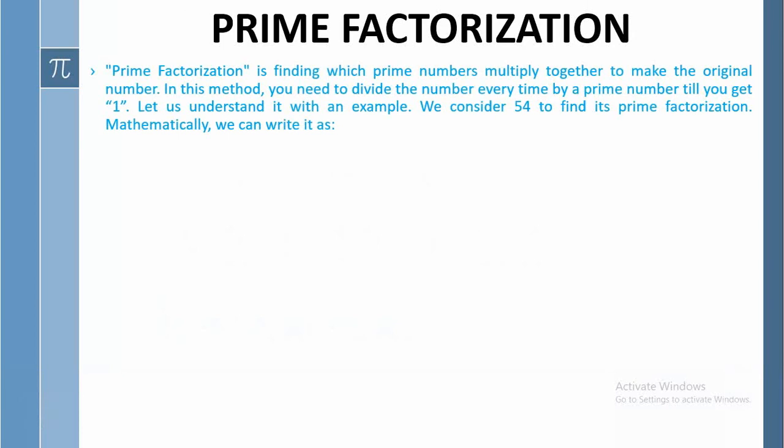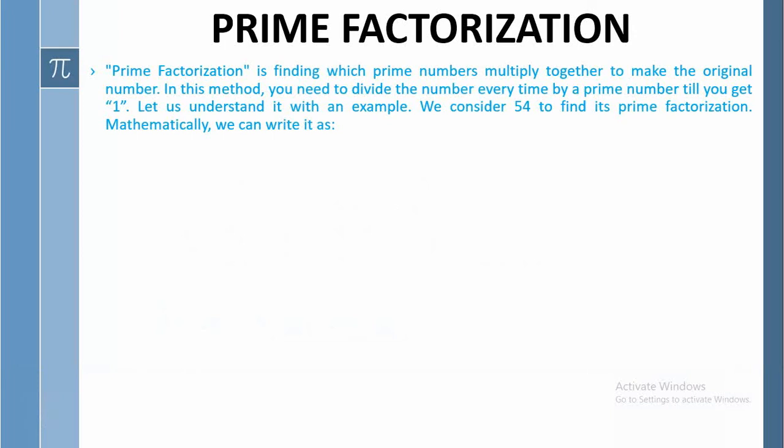Prime factorization is finding which prime numbers multiply together to make the original number. In this method, you need to divide the number every time by a prime number till you get 1. Let us understand it with an example. We consider 54 to find its prime factorization. First of all, what is prime factorization? Prime factorization is the method to find which prime numbers can multiply together to give you the original value, which we are going to discuss.